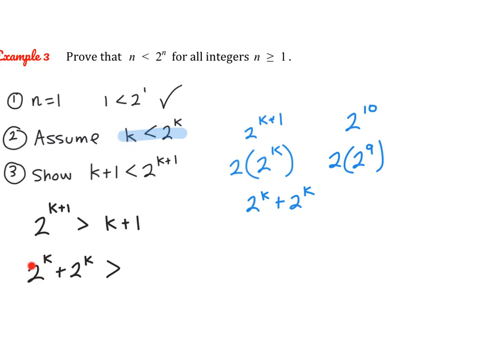So if I take this and I replace it with k, but I keep the other part the same, all else being equal, these two things are still equal. I know this expression is smaller than this expression because I know that k is smaller than 2^k. This I can do by assumption.